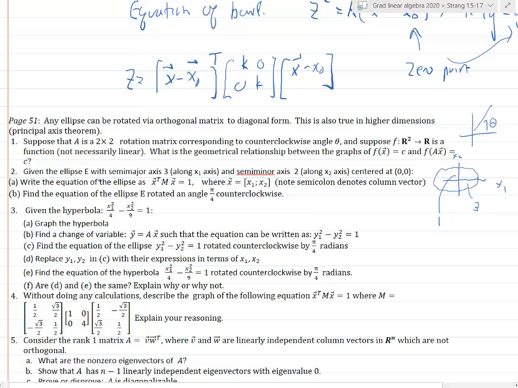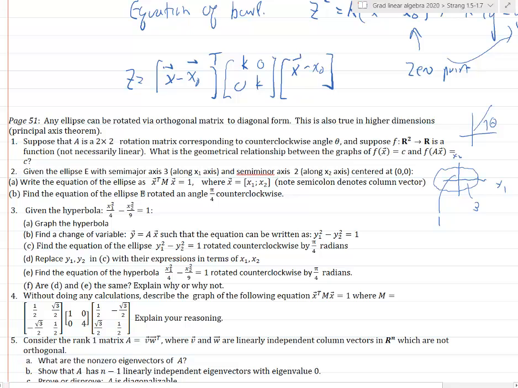Okay, so write the equation of the ellipse as x transpose M x equals 1, where x is x1; x2. Okay, semicolon denotes column vector. Okay, so translate this graph here into an equation that looks like this. So I talked about the relationship between the graph and this matrix form up here. See if you can extend that to this case here, where you have an ellipse instead of a circle. Okay, all right.